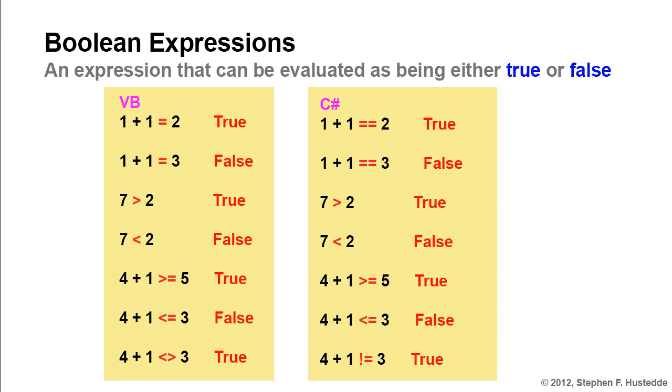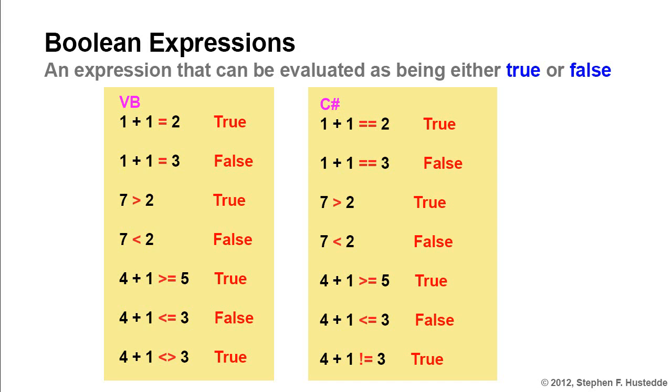We have other operators. So our third statement there is 7 is greater than 2. That is, of course, a true operation, whereas the next statement, 7 is less than 2, evaluates to false. We have a greater than or equals to operator. So 4 plus 1 is greater than or equal to 5. Since it's equal, that's true. And then the next statement, 4 plus 1 is less than or equal to 3, would be a false statement. 5 is not less than or equal to 3.